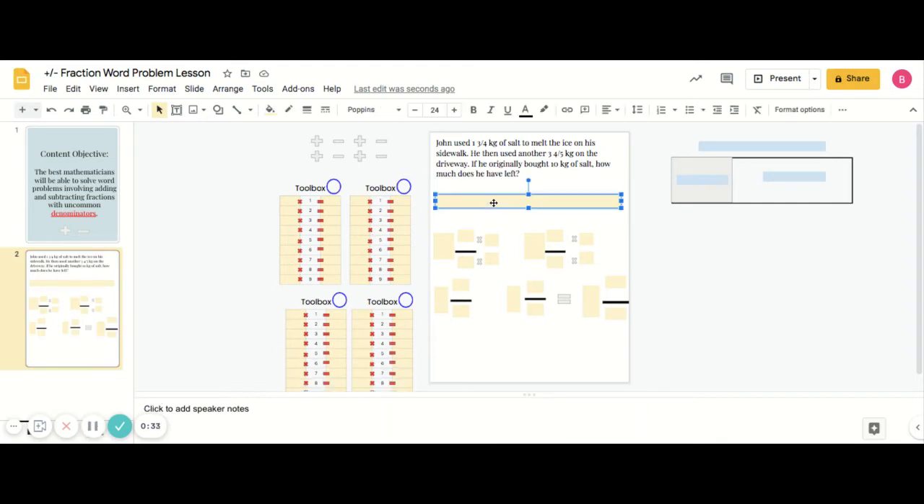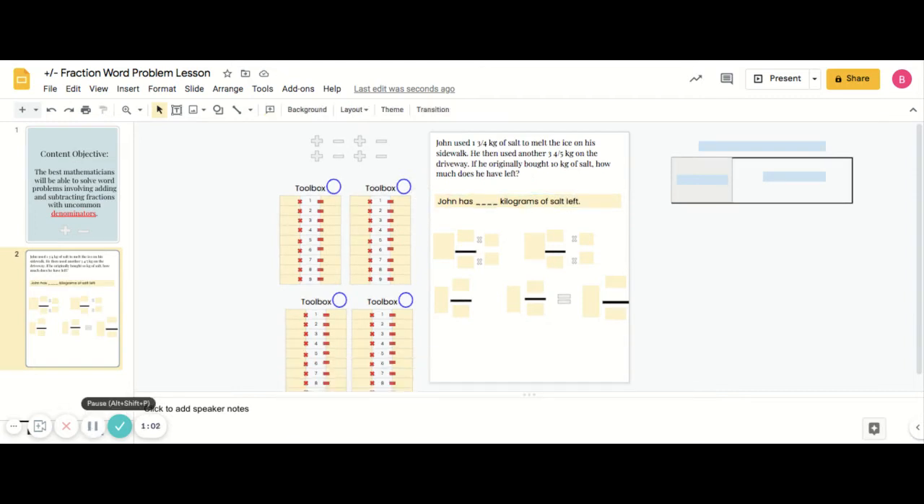We are going to use this text box right here to come up with our target sentence. We are going to do that by looking at our question and restating it. Our original question says, how much does he have left? So we can restate our question by saying that John has blank kilograms of salt left.